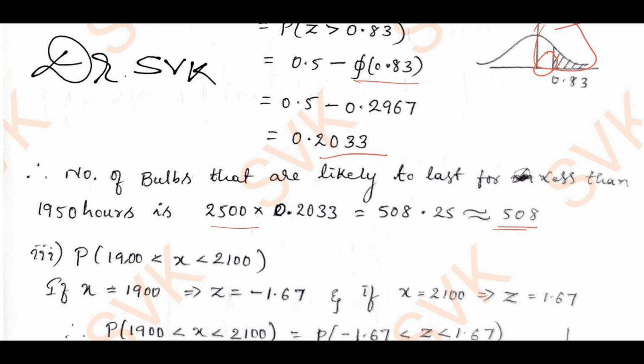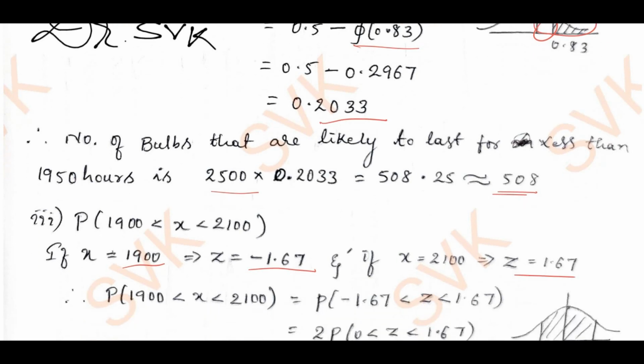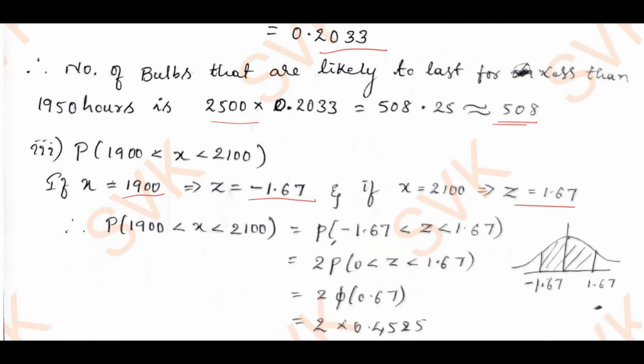Now I need to find out between 1900 and 2100. First substitute x equal to 1900, then I am going to get z value as minus 1.667. Similarly, if I substitute 2100, I am going to get z value as 1.67. So I got opposite values. The probability of z lies between minus 1.67 and plus 1.67. This is the area under the given normal distribution, so I can write this as 2 times the positive portion, 2 times the probability of z lies between 0 and 1.67.